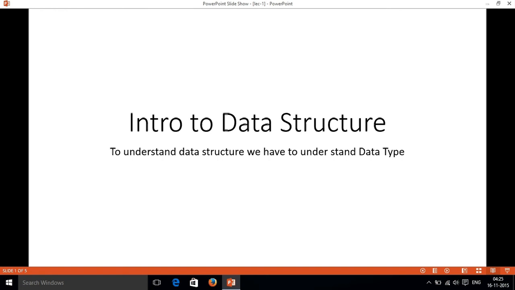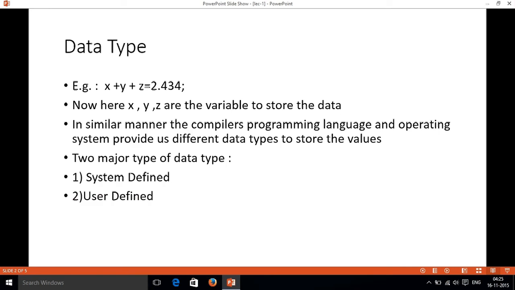To understand the data structures, we have to first understand data types. So to understand data types, let us consider this example. X plus y plus z equals to 2.434. Now in this equation, x, y and z are the variables that are used to store the values. Now these variables can be rational numbers, irrational numbers, natural numbers, whole numbers or any number from the number system unless they are specified that they are integers or what from the number system.